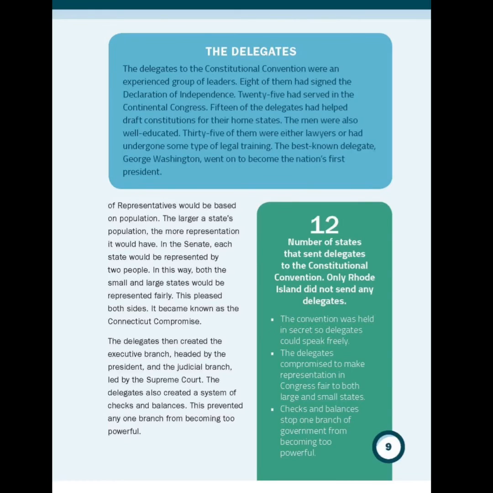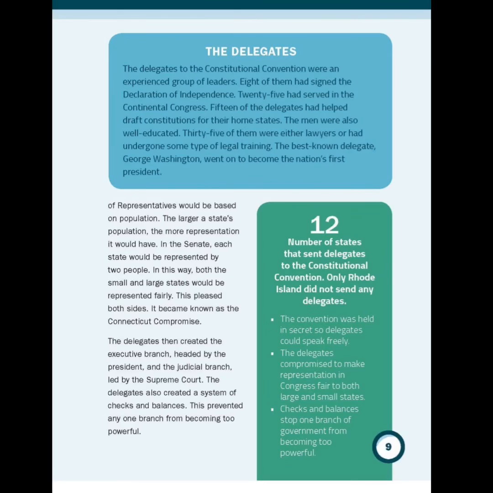A compromise is where two people or two sides meet in the middle. The compromise here was that the larger states got what they wanted in the House of Representatives. Each state would have as many representatives to go along with the size of their population. In the Senate, every state had two.